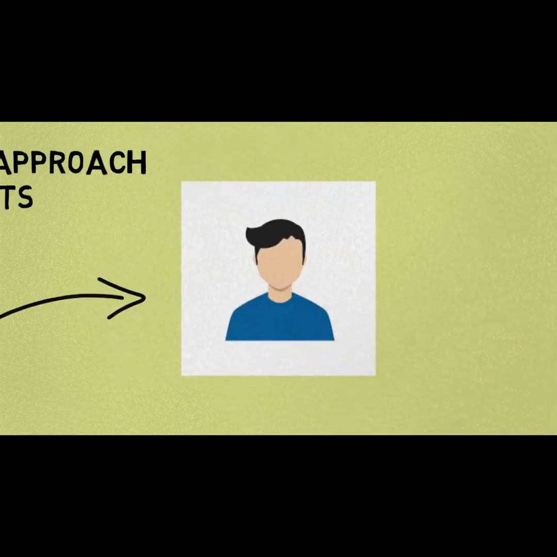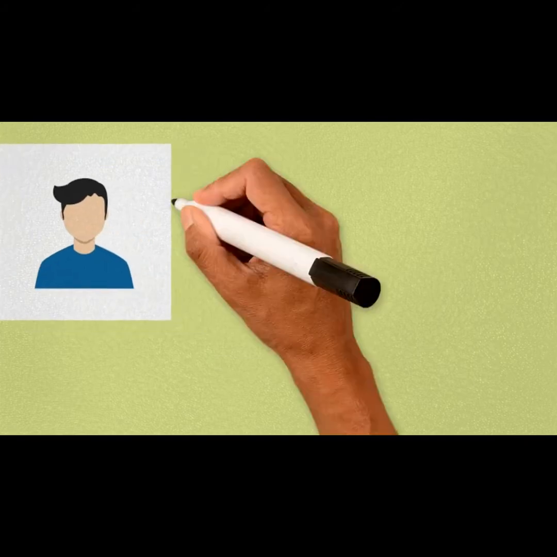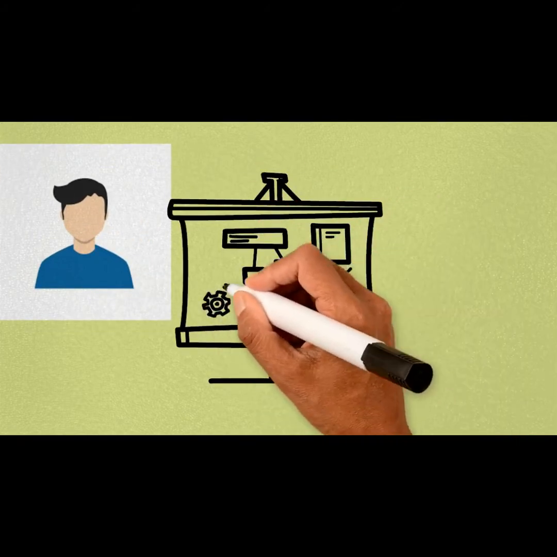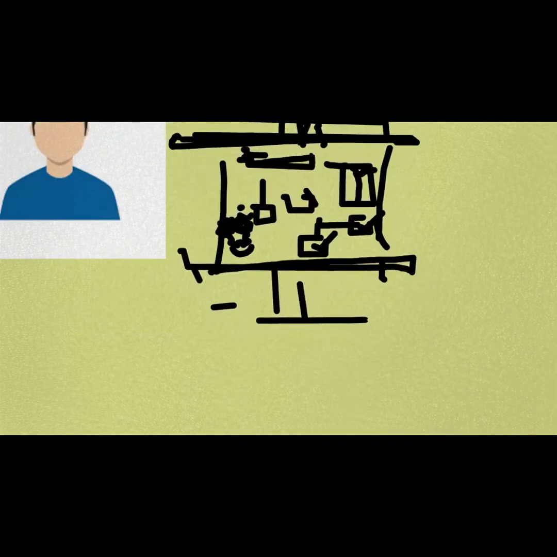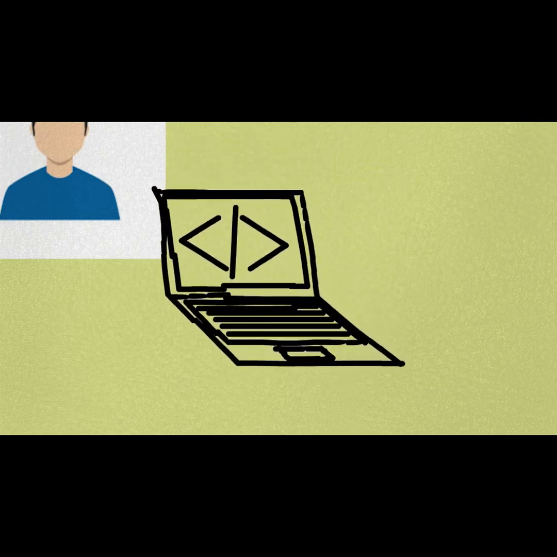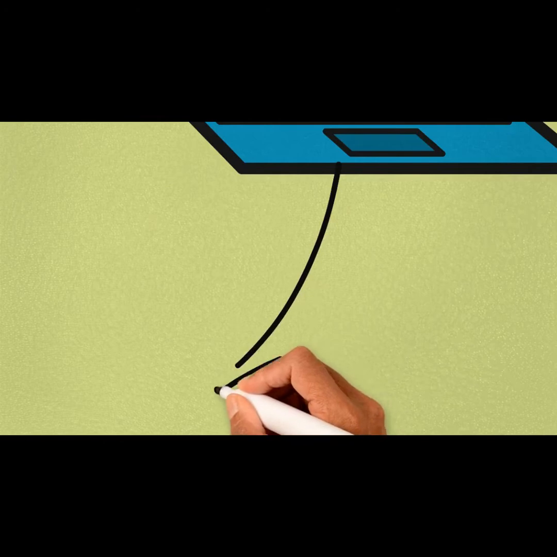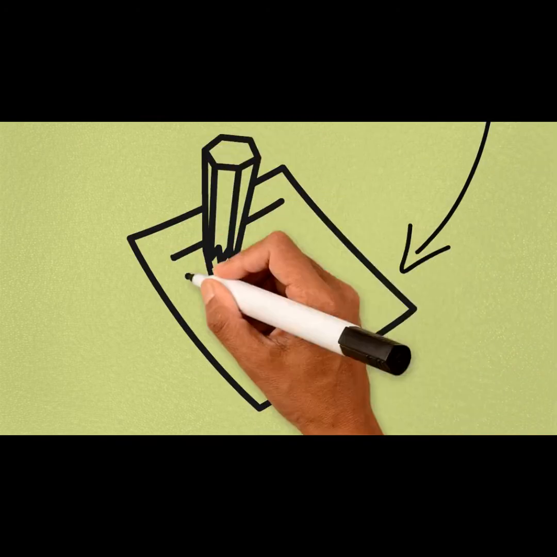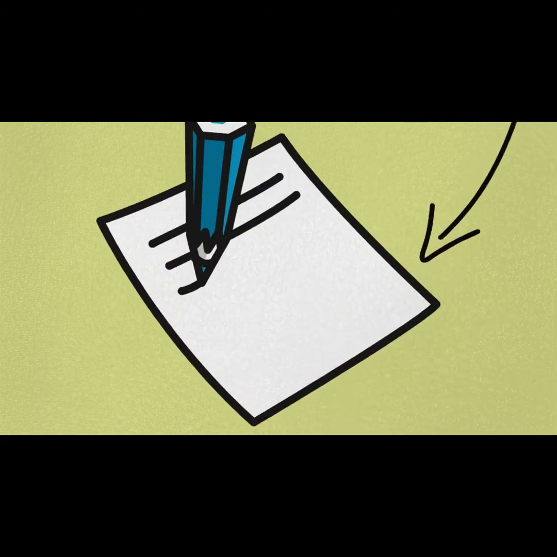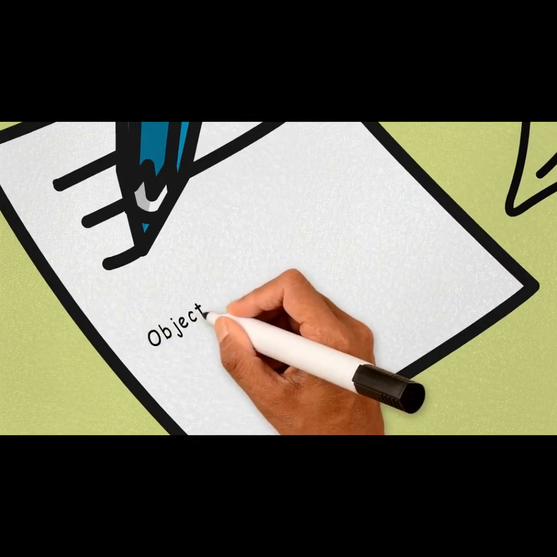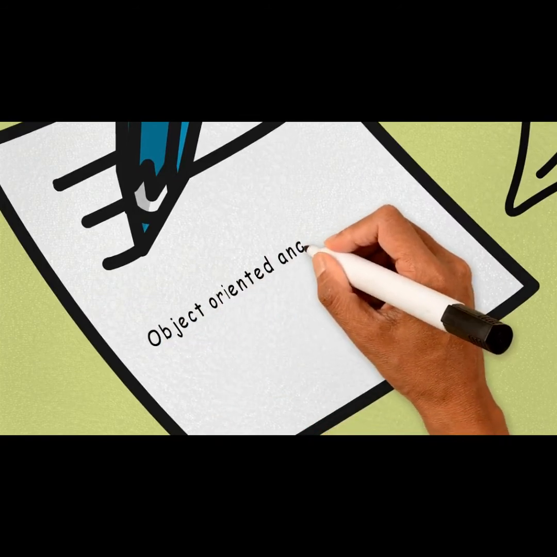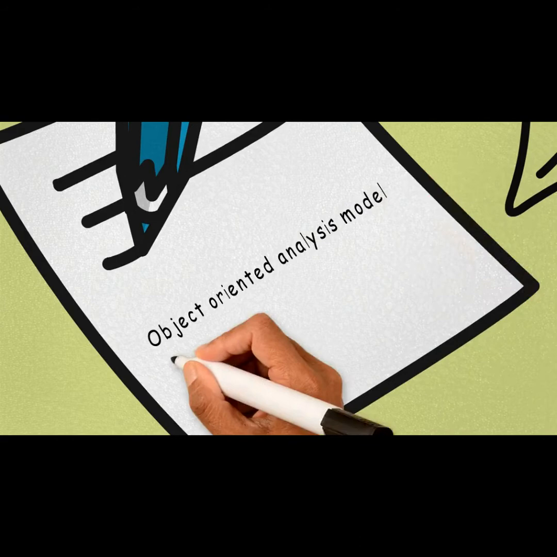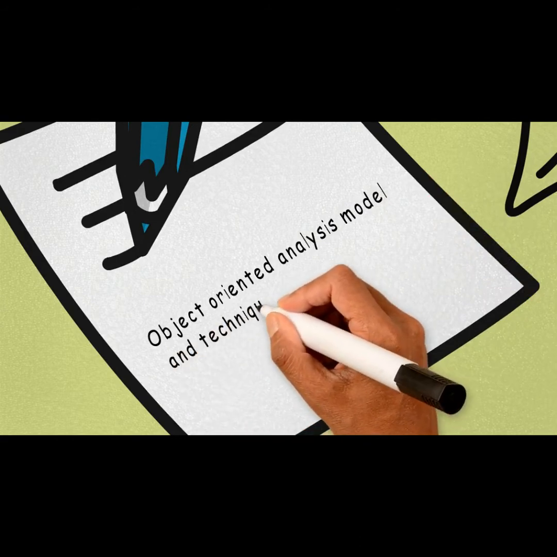The objectives of the requirements are understanding the user's needs, business processes, and the system to support business processes. Another objective is to understand and define requirements for a new system using object-oriented analysis models and techniques.